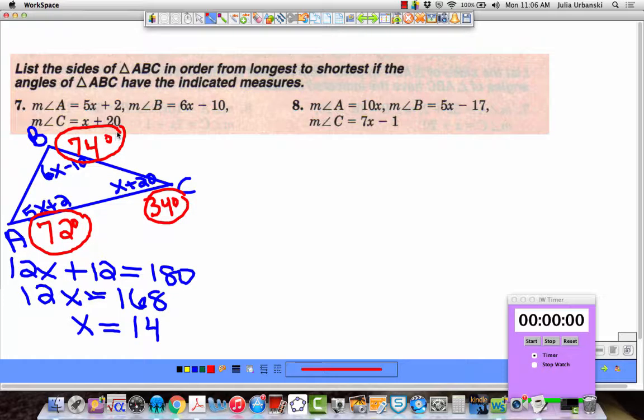Alright, now with your calculators, before we move on, add 72 plus 74 plus 34. See if you actually get 180. Make sure we didn't make a mistake. Are we good? Yes.